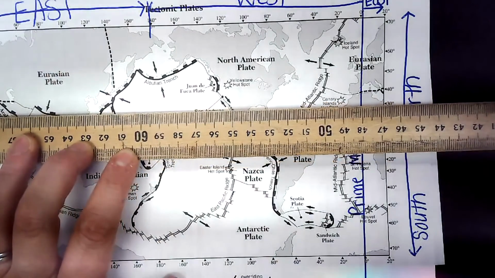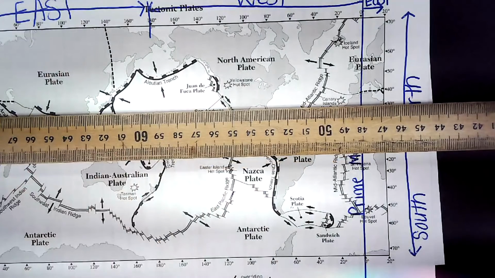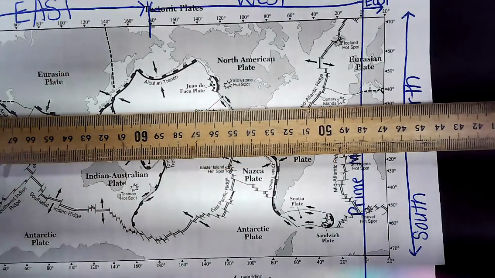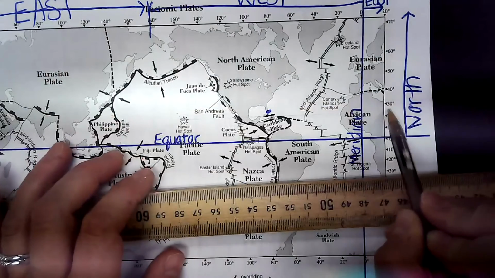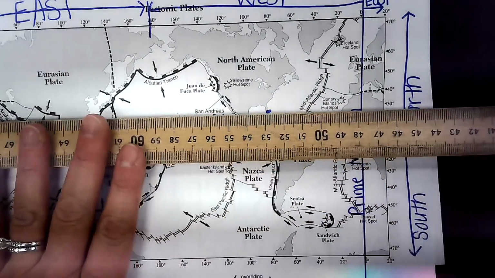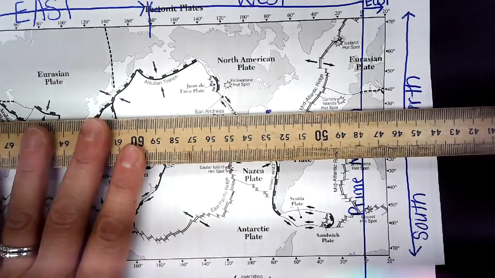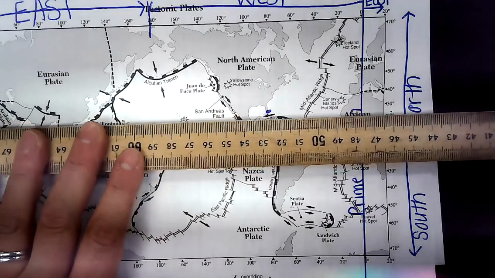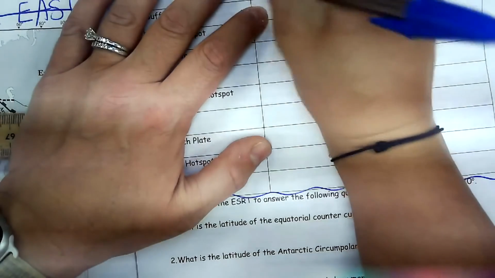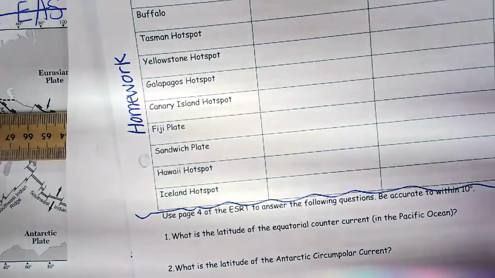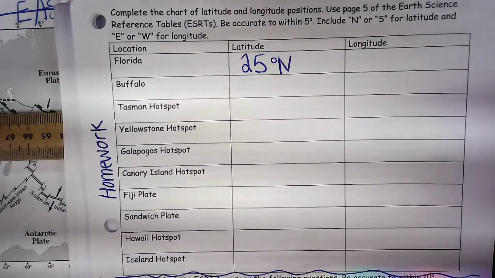So I heard some people say 30. What else did I hear? I couldn't hear you. 25 works too. So 25 is halfway between the 20 and the 30. I think that's probably more accurate. 20 is definitely too low. 30 for me gets me above my dot, so I'm gonna go with 25. So then again, I go and I write. I already wrote the degrees north, so I don't have to do it again.